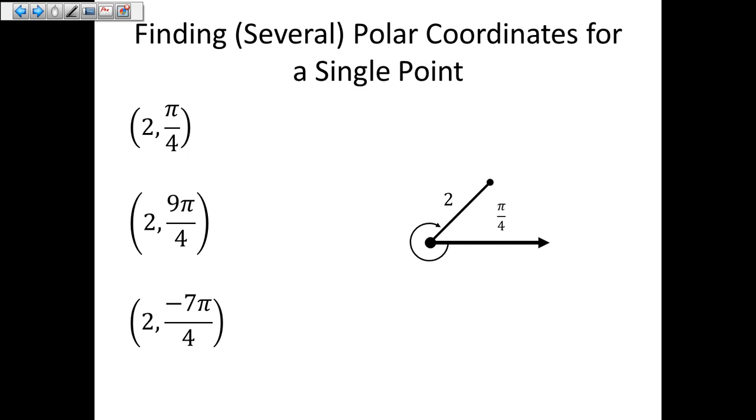Now we could keep going. We could revolve twice and then go pi over 4. We could revolve 3 times and then go pi over 4. We could spin around backwards 82 times and then pi over 4. So that's how we get all these different coordinates for the single point. Generally, we try, not always, but we try to have angles that are less than a full revolution and then a positive distance from the pole.